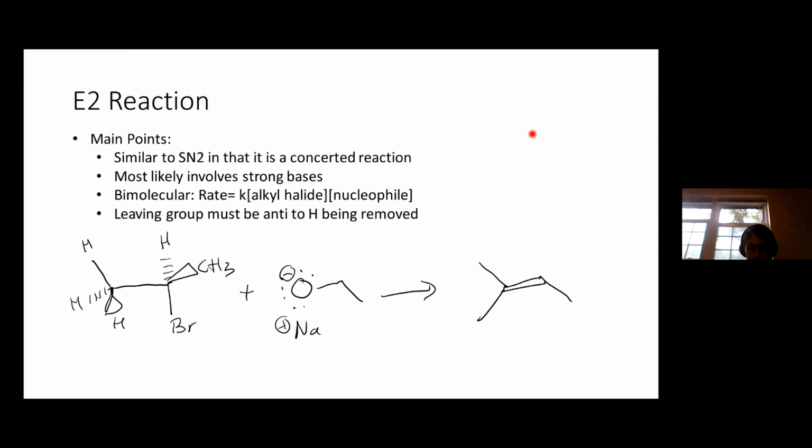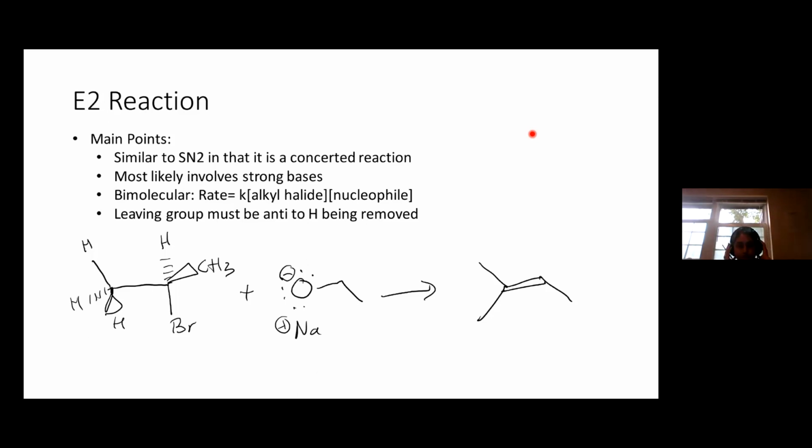Let's move on to E2. E2 is going to be similar to SN2 in some aspects. We said SN2 occurred in a concerted mechanism, and E2 is going to be the same. E2 is going to be concerted, so the steps are going to occur at the same time. There's going to be no formation of a carbocation. So for E2, we don't have to worry about methyl shifts or hydride shifts, because those happen when there's a carbocation.